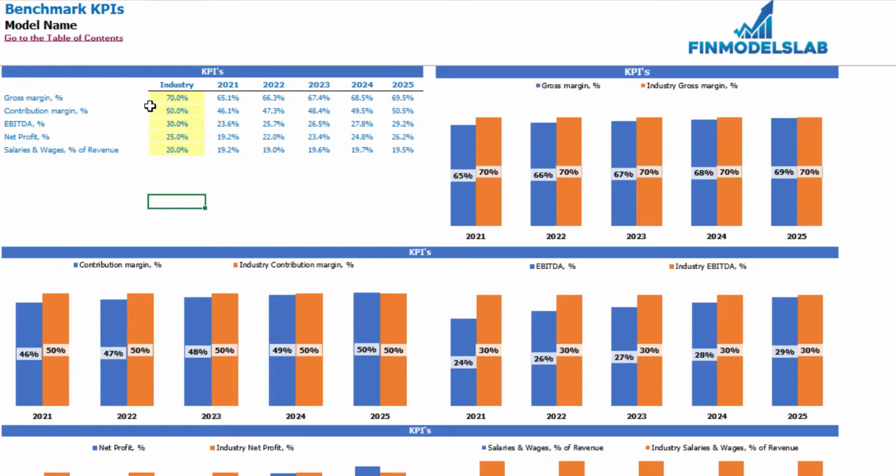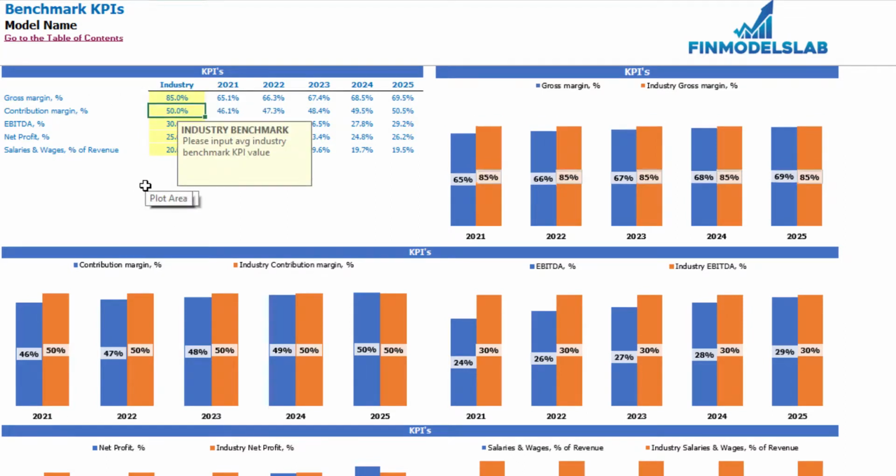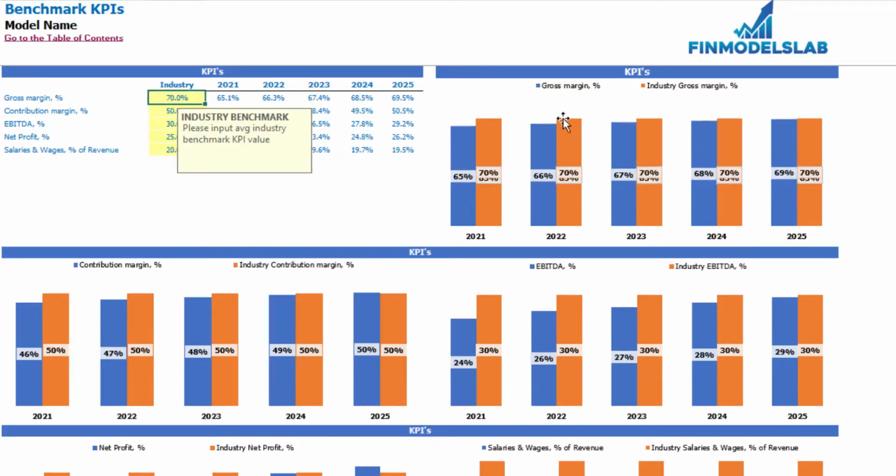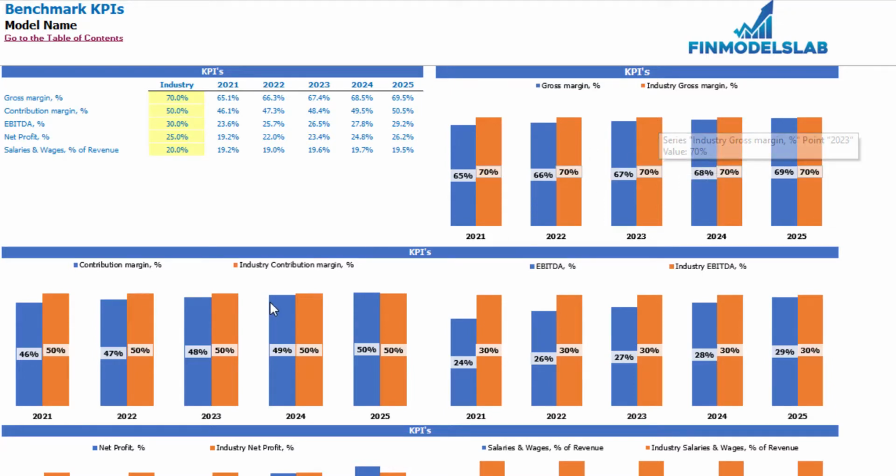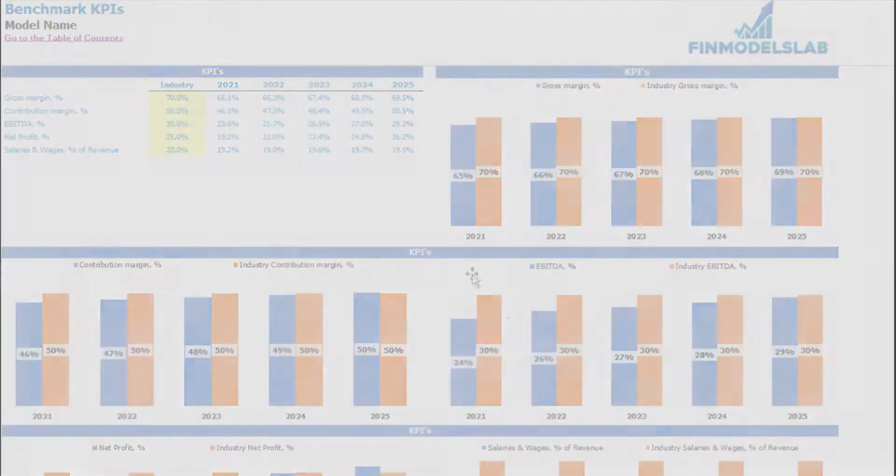For example, gross margin for your industry, for your particular country is 85%. Below you may see the same information in graphical form. As the orange columns you may see the industry values.